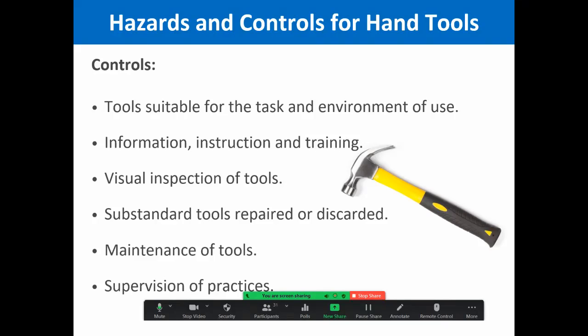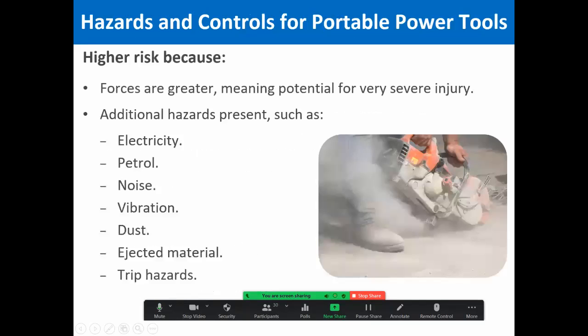Also, you need to give proper information, instruction, and training to the workers or operators of the tools. Tools should be inspected visually before use. You need to check the tool for any cracks or damage before using it. Substandard tools should be either repaired or discarded. So if there's any tool which is worn out and not in suitable condition, you should either repair it or discard it. Maintenance of the tools should be done regularly, and supervision should be monitored as well.